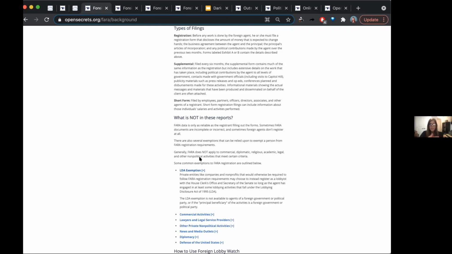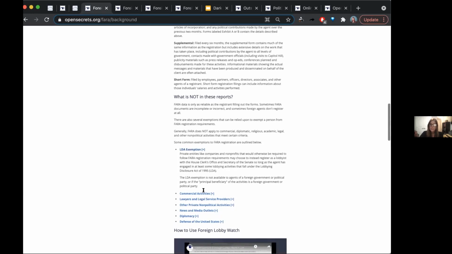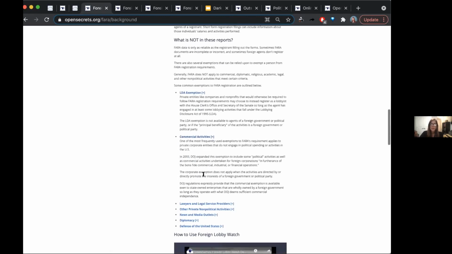And in some cases, they may do one or the other, which gets a little bit confusing. Other things that are not in the reports include commercial activities. So this can be anything from basically just if they're selling things abroad, if they're only trying to promote their business for purely commercial purposes rather than as part of a PR campaign with a quasi-political purpose, then that would not show up under FARA either.